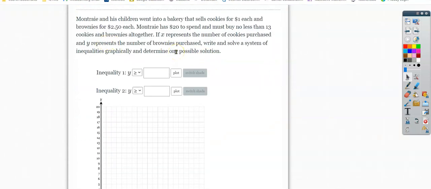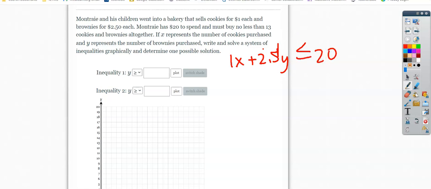All right. Israel went to a bakery. It sells cookies for $1 each and brownies for $2.50. So $1 for cookies. Oops, cookies is x. $1 for cookies. $2.50 for brownies. And they have $20 to spend. So they can't spend more than they've got. So that's a less than or equal to.